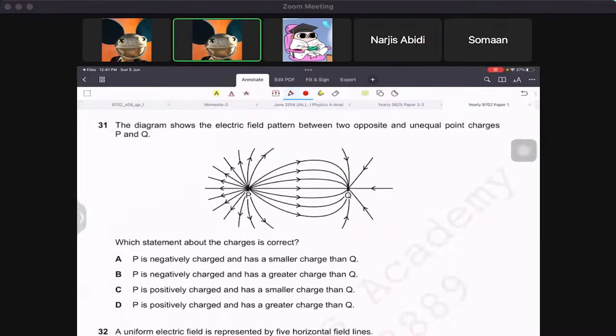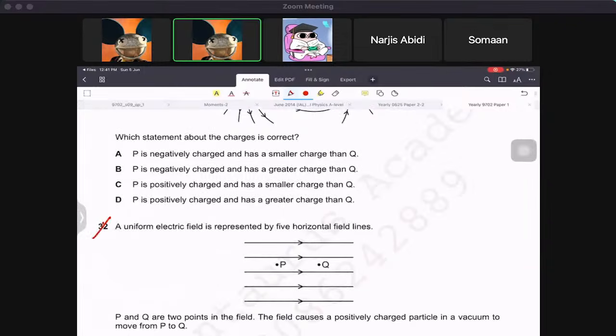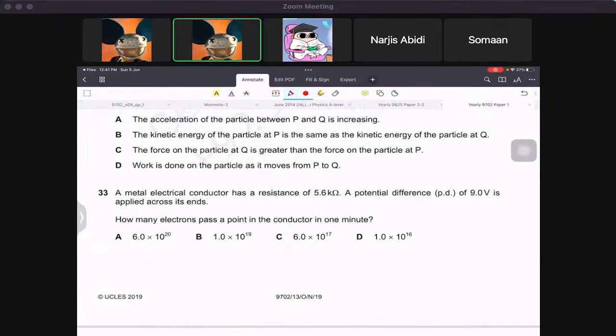Now, okay, electric field out of bounds. Okay, so a metal conductor has a resistance of 5.6 kilo ohm. Okay, so first of all we want to find the current.